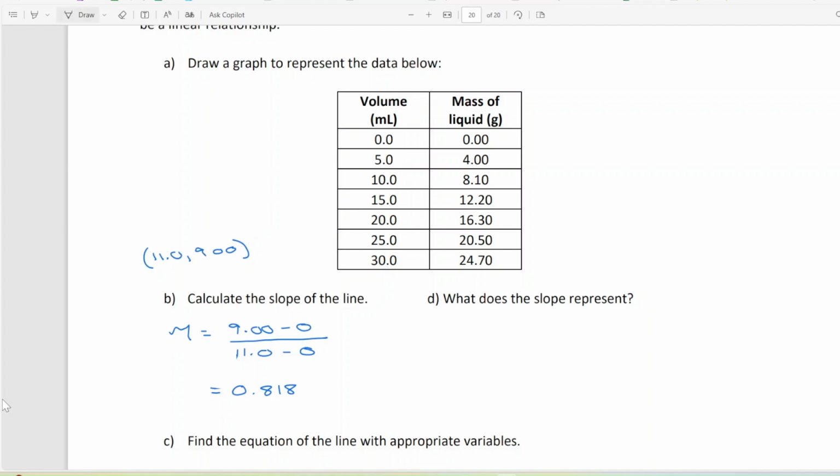Okay, so when we look at this, our y value was our mass and it was measured in grams, and our x value was our volume and it was measured in milliliters. So what does my slope represent? Well, my slope is 0.818 grams per milliliter. In other words, this is the density of my liquid.